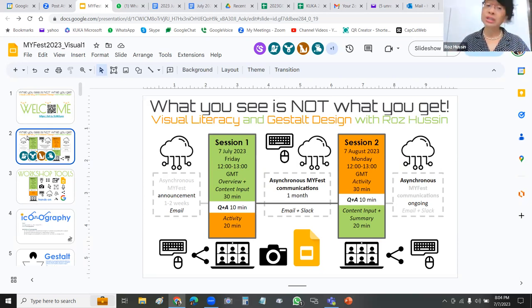So if you enjoy today's session, I invite you to come in on the second session, same time, but on a different day. Today's Friday, the other one is exactly one month from now, and that would be on a Monday. Okay, so that's the overview. There'll be a slight difference. You can see over there, session two will be activity first, whereas today I'll be doing a little bit more talking first because it's the first time you're seeing this material and I'd like to give you some theoretical background.